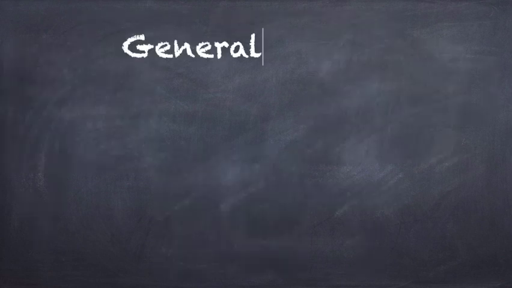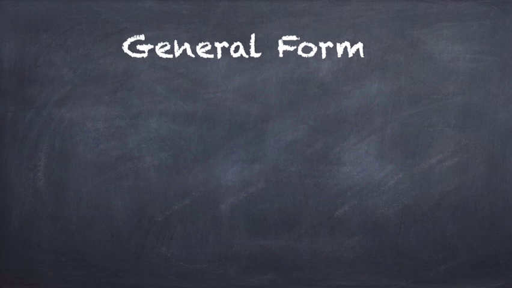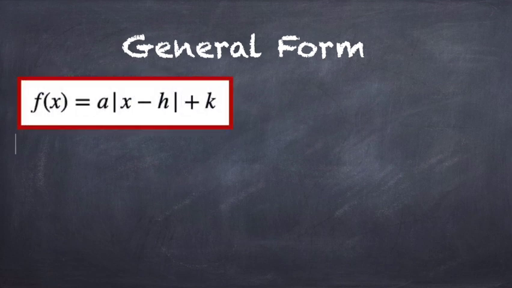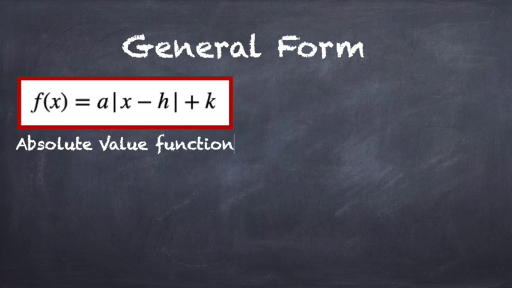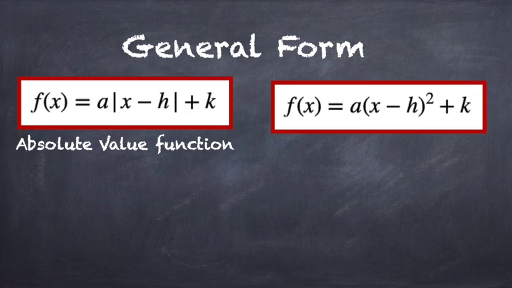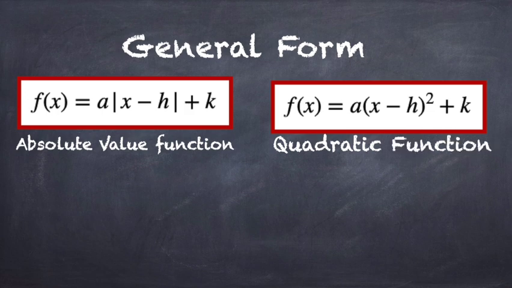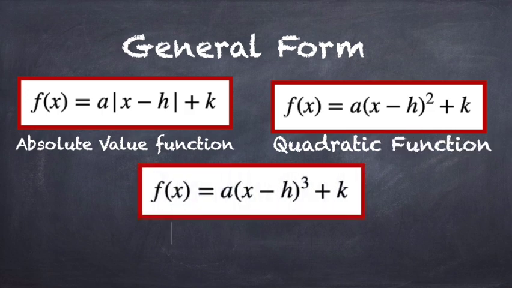Now, we have general forms of all these equations. Our first one is the general form of our absolute value function, okay? F of x equals a times the absolute value of x minus h plus k. Then we have our general form of our quadratic, f of x equals a times x minus h squared plus k. That is our quadratic function. And last but not least, we have f of x equals a times x minus h cubed plus k. That is our cubic function, okay? And we have to know these. We have to recognize these. We have to be able to write these.